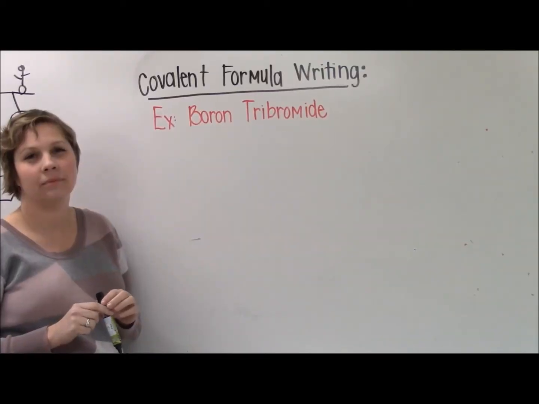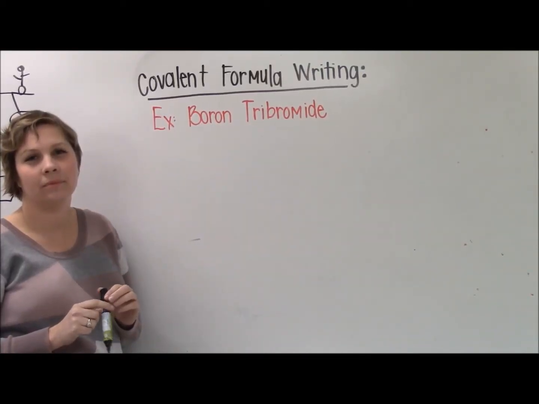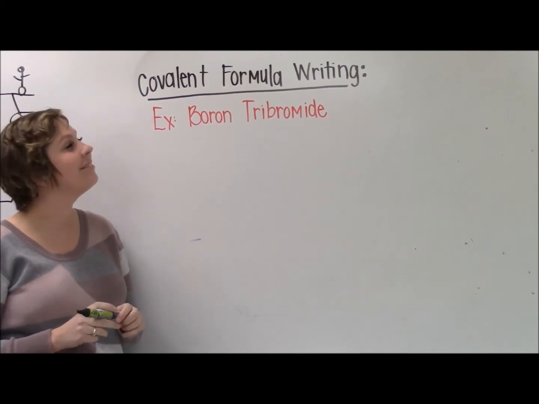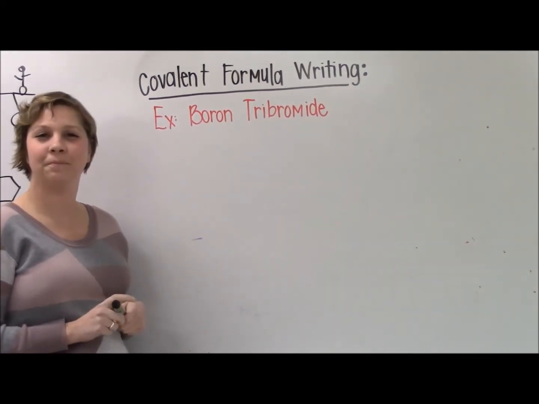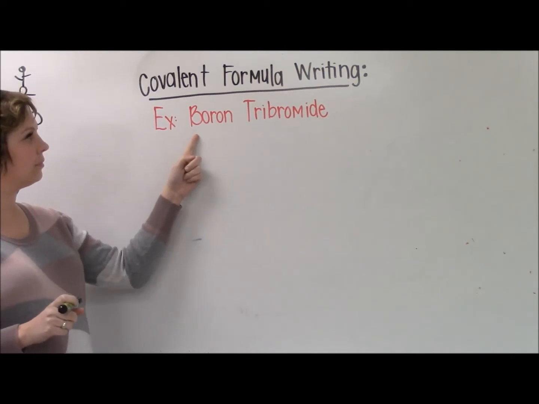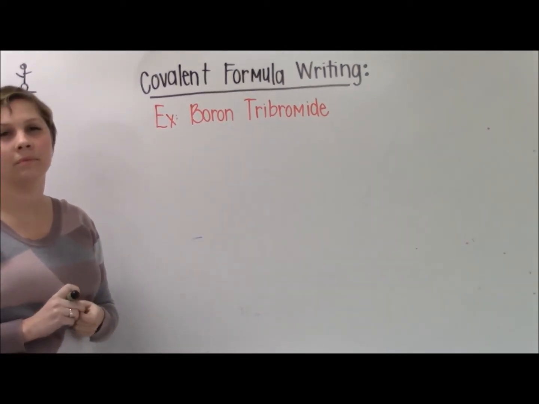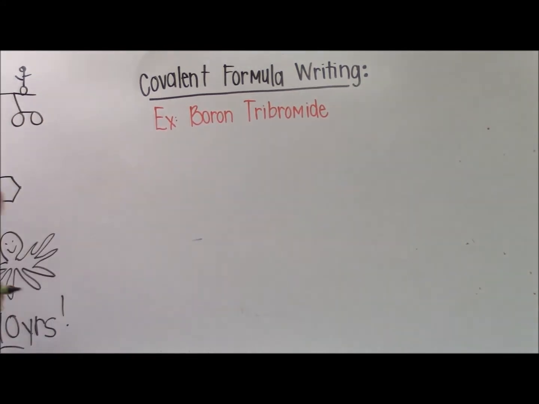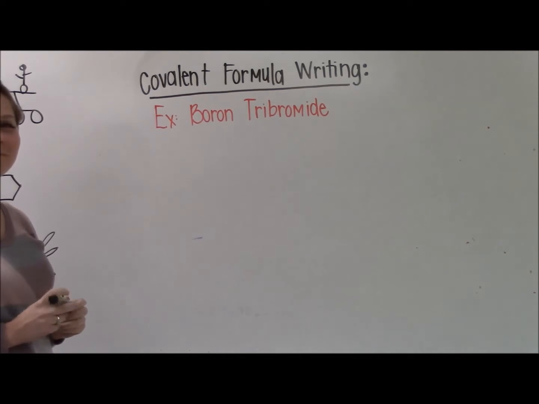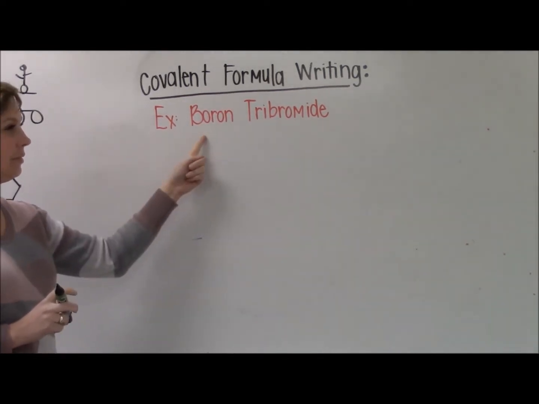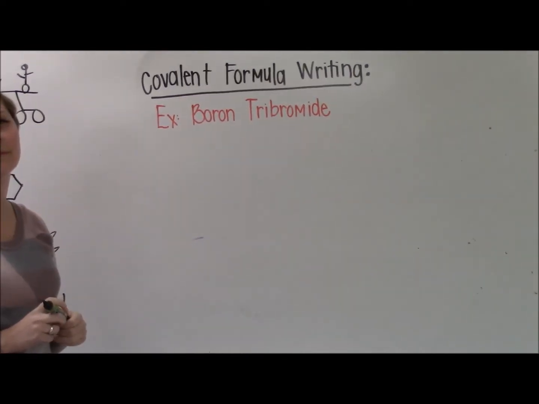Now that we've learned how to name covalent formulas, we're going to learn how to write covalent formulas from names. In your notes, write covalent formula writing and underline it. When writing the formula from the names, use the prefixes to determine how many atoms of each element you will need. We will be using boron tribromide as our example, so write it down underneath your title.